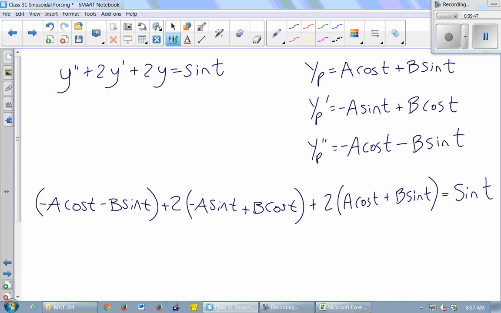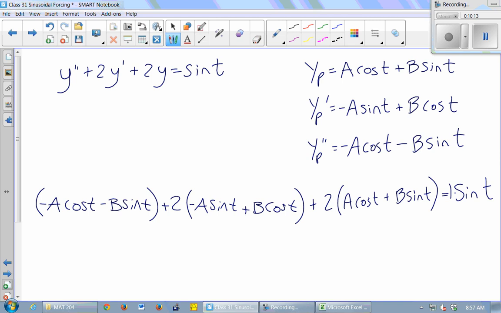I think what I'm going to do is gather all my cosines and gather all my sines, and then equate coefficients with the other side. Because how many cosines do I have on the right? None. So whatever my coefficient on cosine is on the left would have to be 0. And whatever my coefficient on sine is on the left would have to be 1, because there's a 1 there.